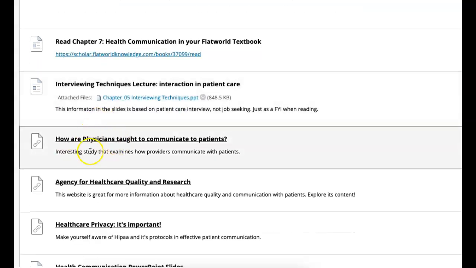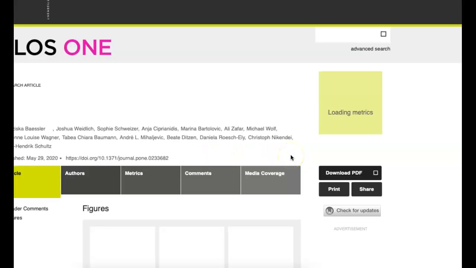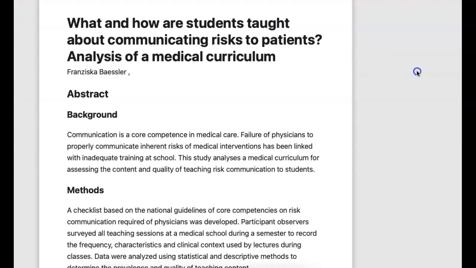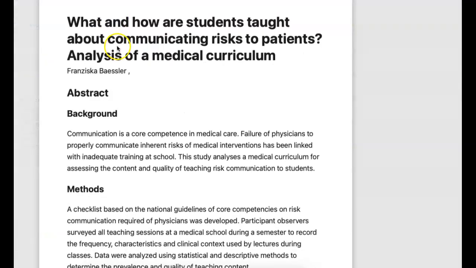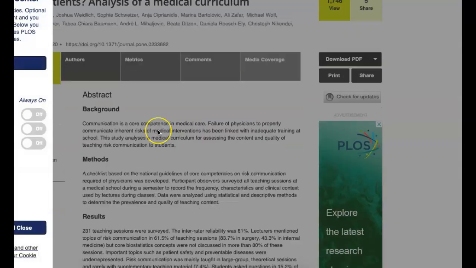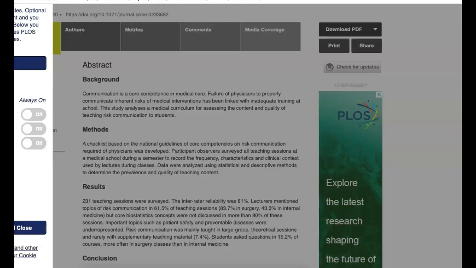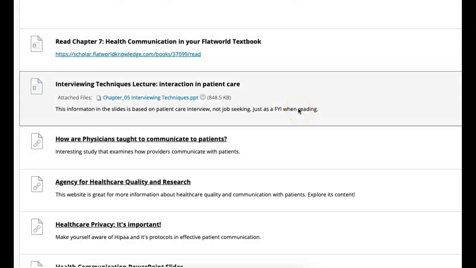And then another question that a lot of times I get asked: how are physicians taught to communicate with patients? Here's an interesting study that I included that you can take a look at. I think it's super cool. You honestly might have to open this through the PMI library, which is fine, but it's all here still, so that's good. But you can also open it through the PMI library.